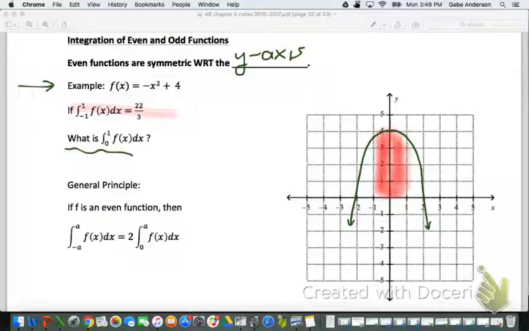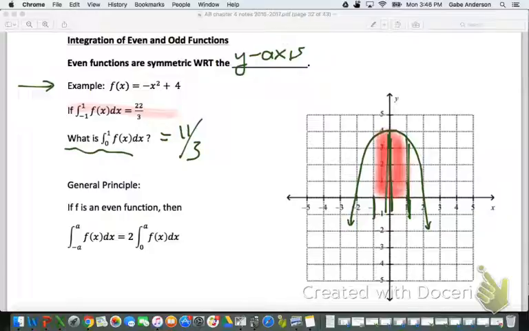Of course, what I'm doing there is taking this interval that I had before from -1 to 1, and now I'm splitting it in half, from 0 to 1. So wouldn't it stand to reason that the area would be exactly half of what that whole interval was? Hopefully that makes sense. So half of 22/3 is 11/3.